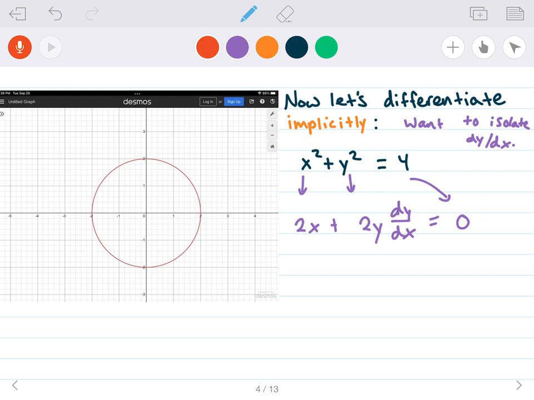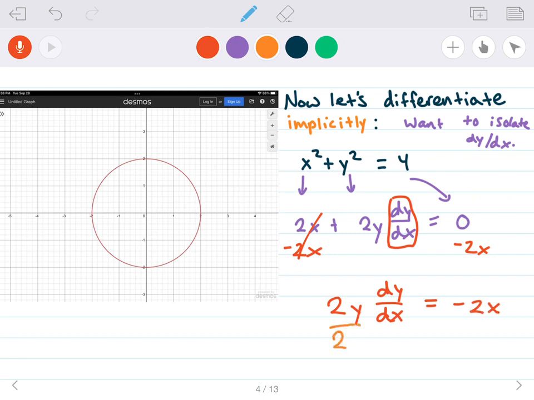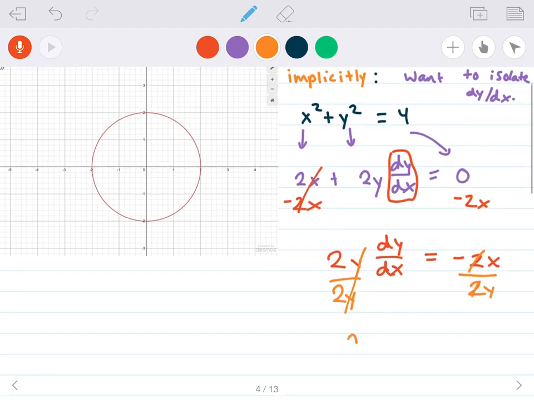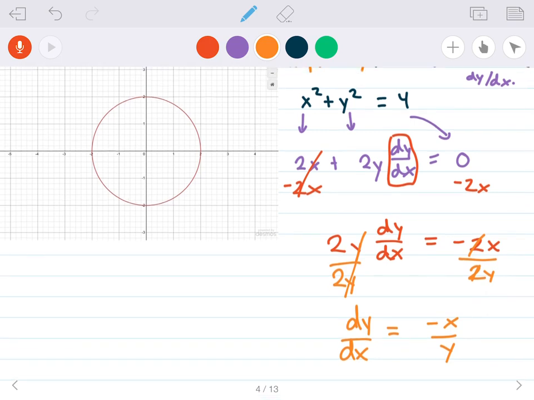The next thing I want to do is isolate dy dx by first subtracting 2x on both sides. And so I get 2y dy dx equals -2x. The last thing I'm going to do is divide both sides by 2y to get dy dx by itself. And so what I end up getting is my derivative of y with respect to x, dy dx, is -x over y. This is good because we don't have any plus or minus business to deal with. All we have to do is plug in our x and our y. That gets rid of the ambiguity.